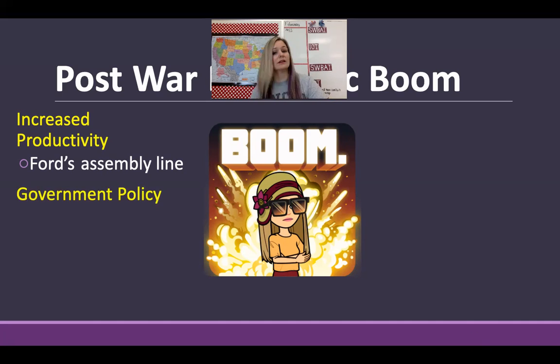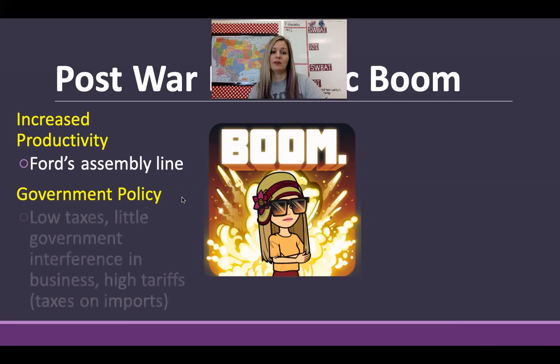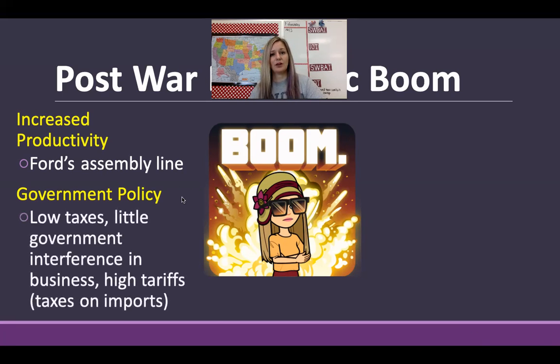The second reason that we have a good economic boom is that there are some government policies that are put into place that help out the US economy. That includes the fact that there are low taxes to be paid. There's very little government interference in business. We had some trust busting that happened in the last unit that we talked about. And so that's kind of settled itself out now. And there were also high tariffs.